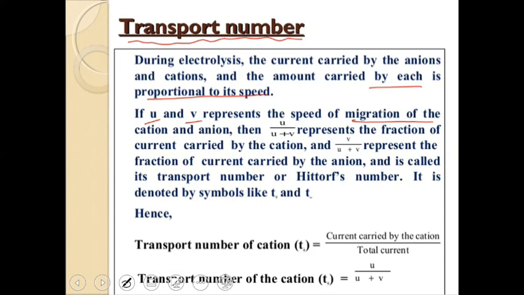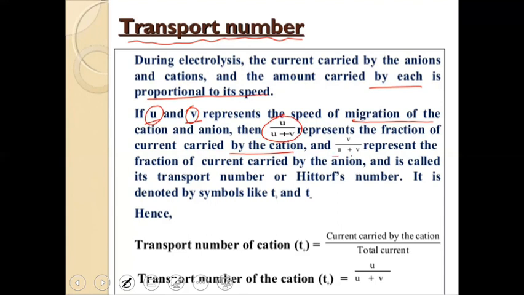So what is this? Here U is the speed of migration of the cation, and V is the speed of migration of the anion. Then how can you represent the fraction of the current carried by the cation? See this one: U by U plus V is giving the information about the fraction of current carried by the cation.